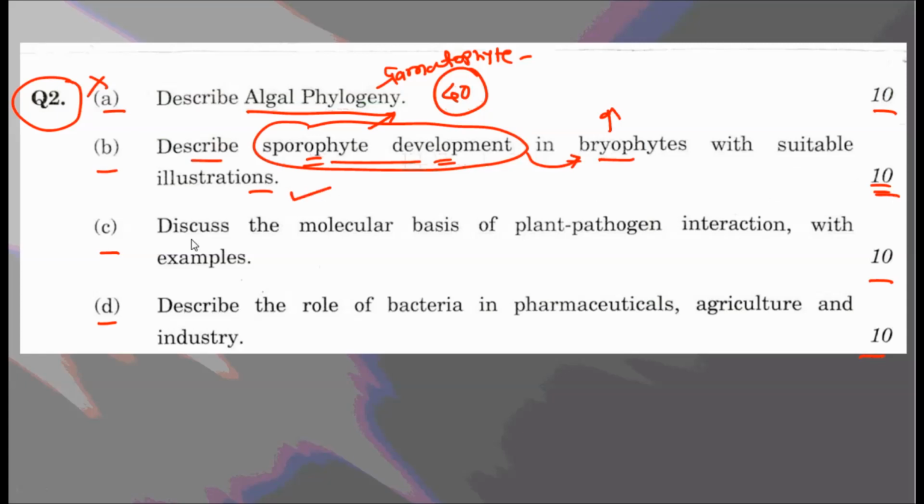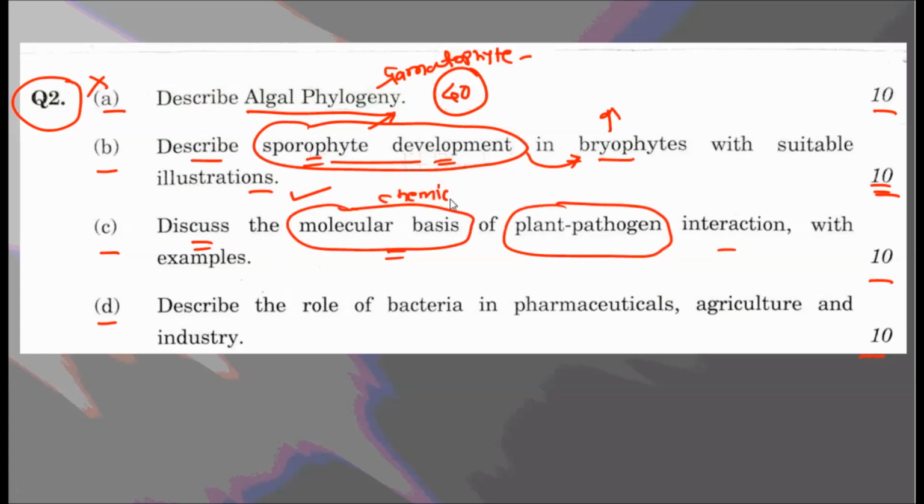In the next, discuss the molecular basis of plant pathogen interaction. Whenever there is a plant and pathogen interaction, there are changes happening at the molecular level. So we have to discuss this at the molecular basis.